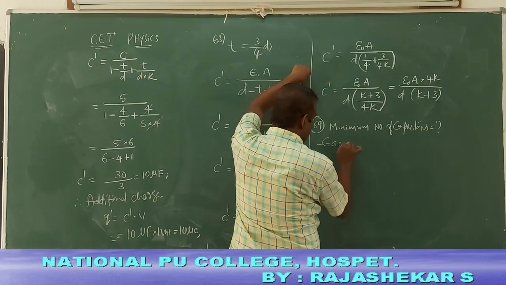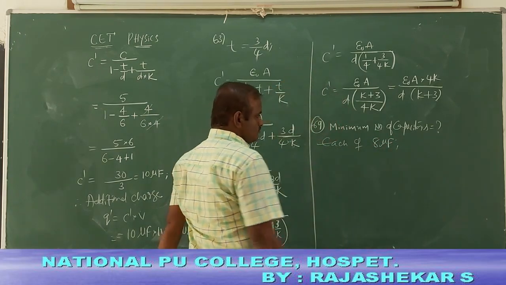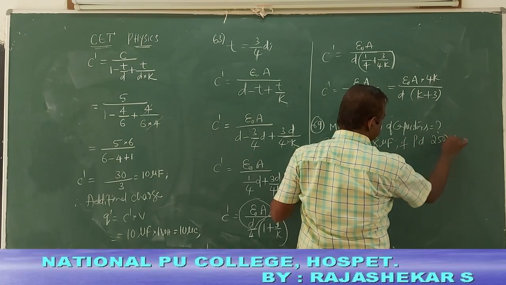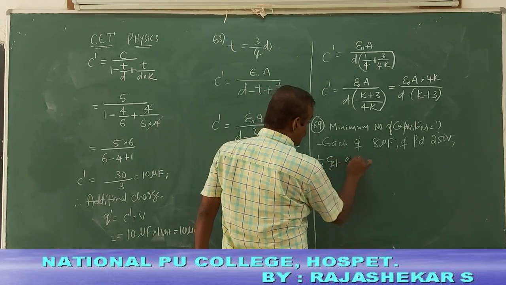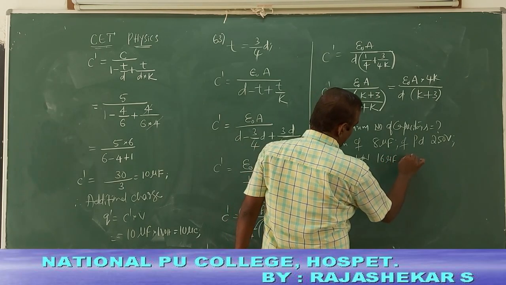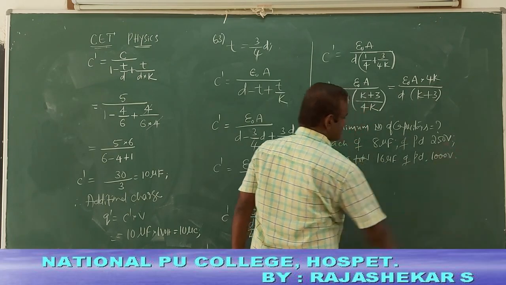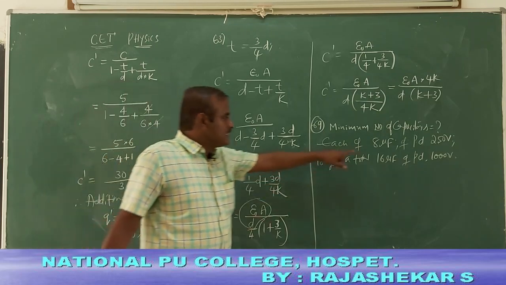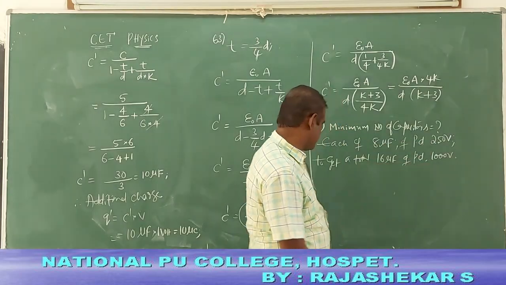Each of 8 microfarad, and their PD of 250 volt, to get a total of 16 microfarad of PD 1000 volt. This is the question. One thing is very clear: 1000 volt total, each one 250 first.